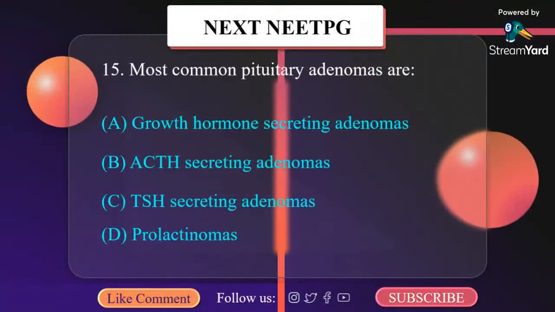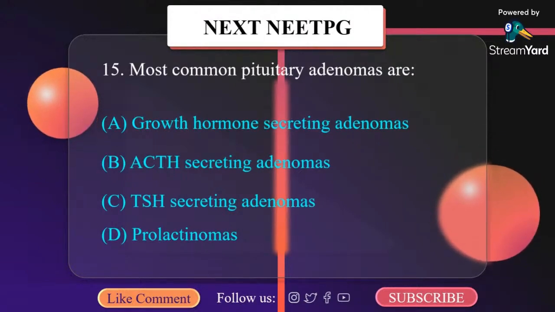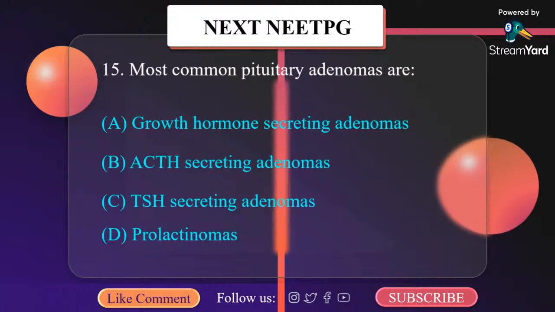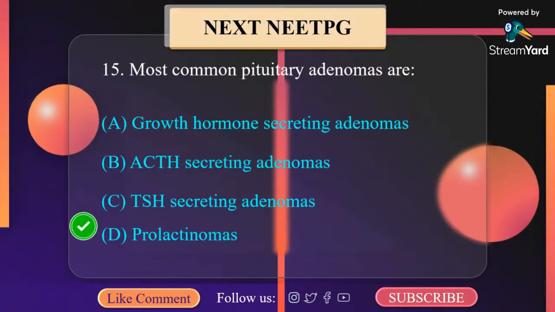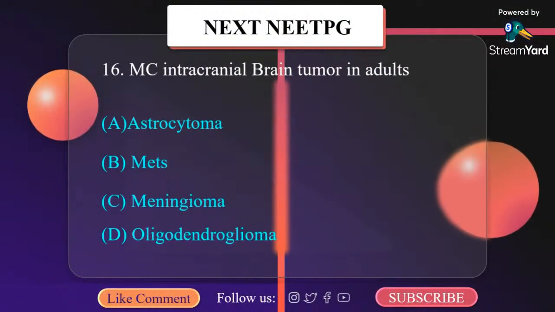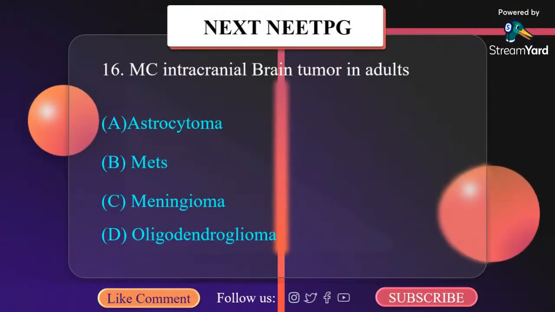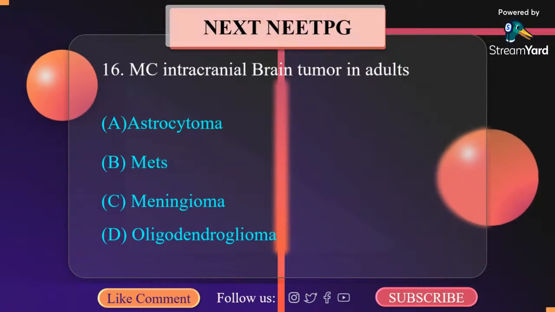Most common pituitary adenomas are A. Growth hormone secreting adenomas, B. ACTH secreting adenomas, C. TSH secreting adenomas, D. Prolactinomas. It is prolactinomas. It is the most common pituitary adenoma. Most common intracranial brain tumor in adult is A. Astrocytoma, B. Metastasis, C. Meningioma, D. Oligodendroglioma. It is metastasis.